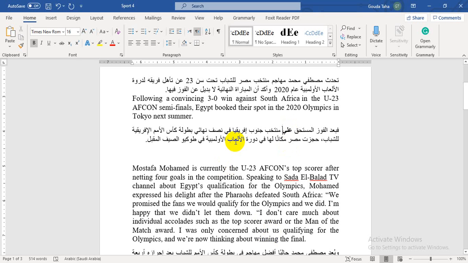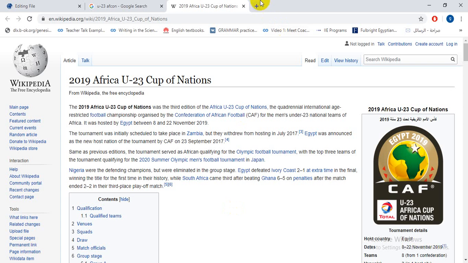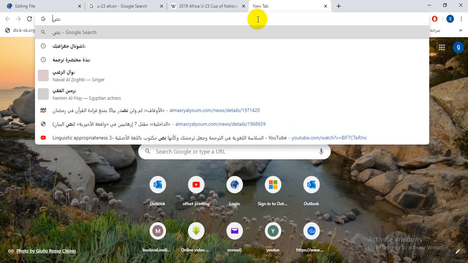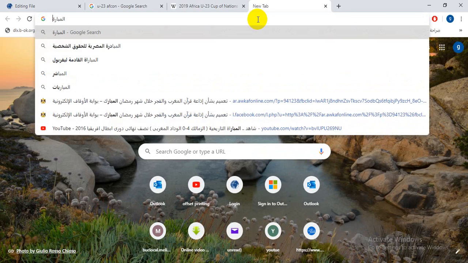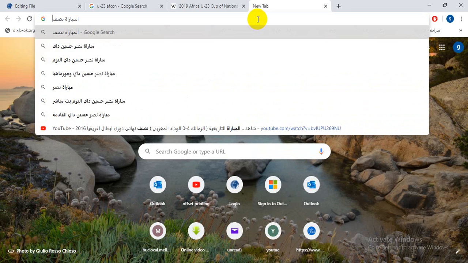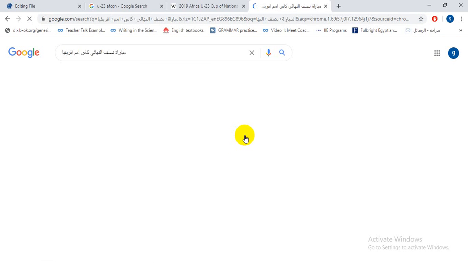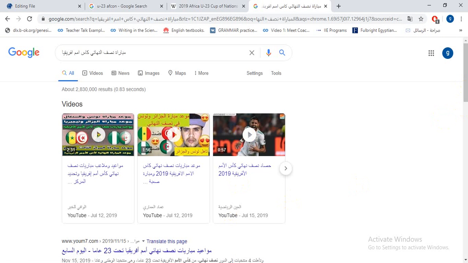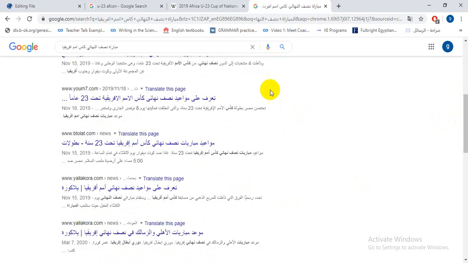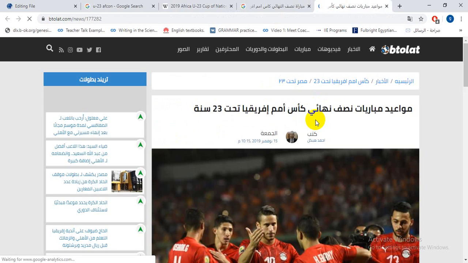So if you are not familiar with any term, or if you are in doubt about any term, you can just Google it. هل في حاجة اسمها نصف النهائي؟ Just write down نصف المباراة نصف النهائية مثلا, أو الدور. Yes, we have مباراة نصف النهائي. So it's acceptable here because people who are writing about tournaments use it. So مواعيد مباريات نصف نهائي.